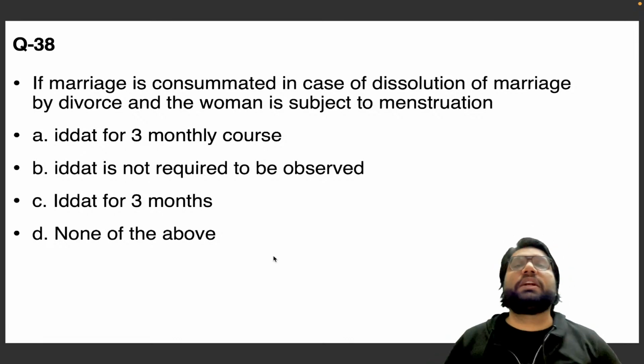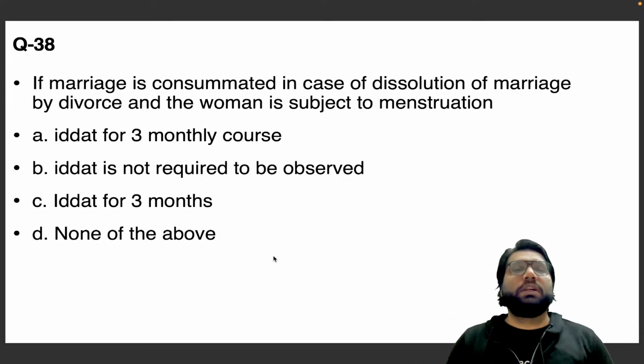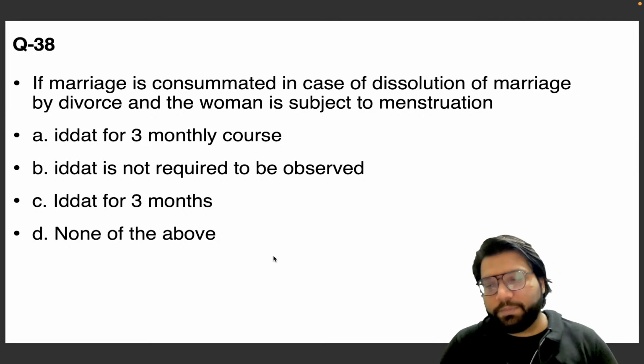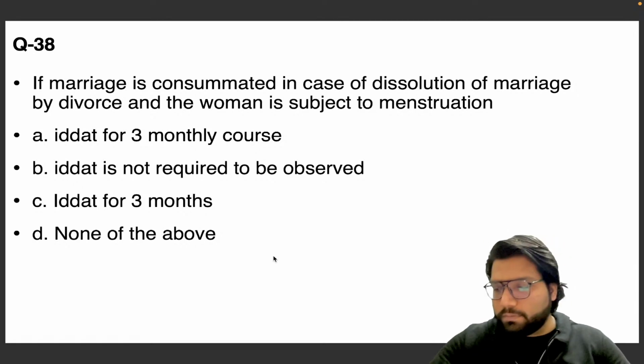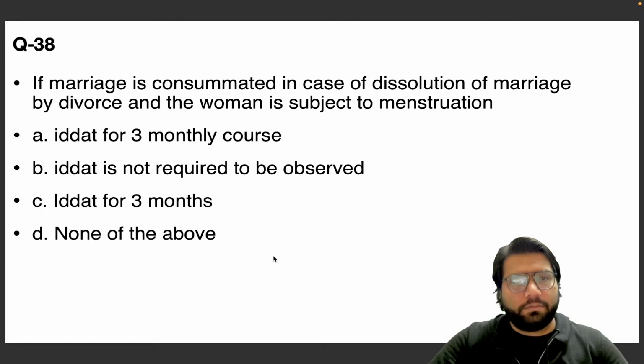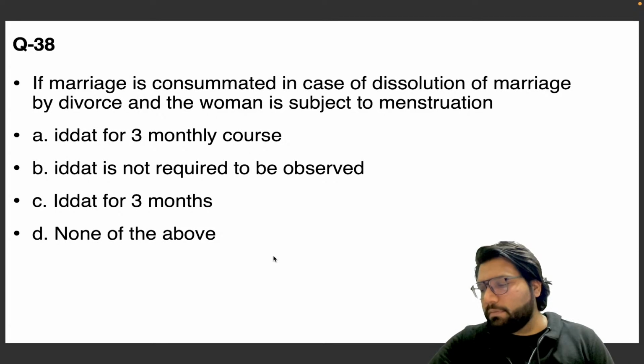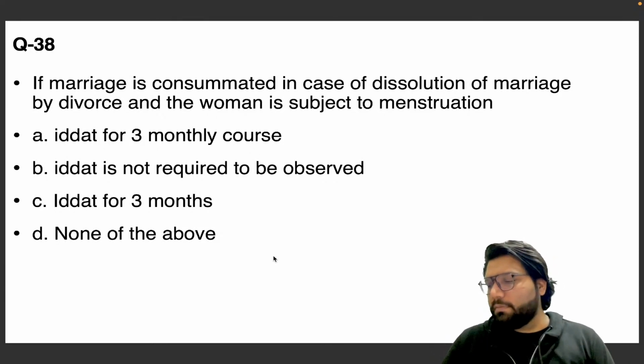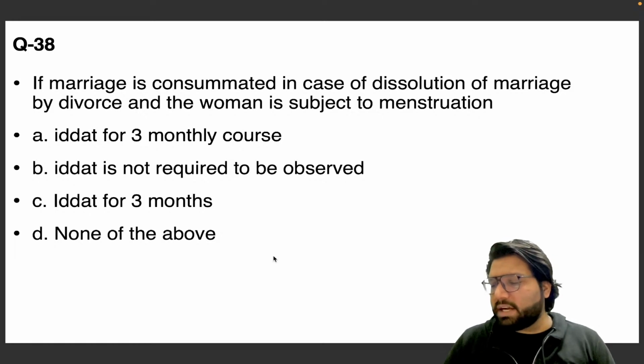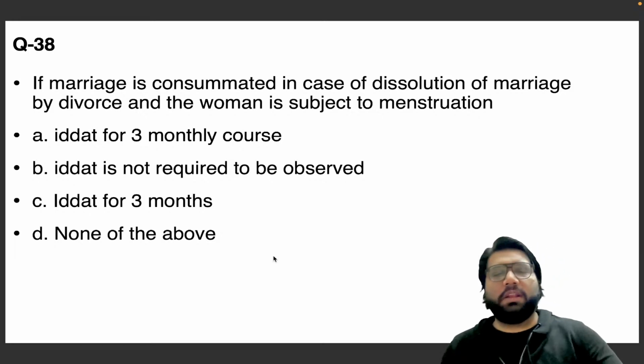If marriage is consummated in case of dissolution of marriage by divorce, and the woman is subject to menstruation, then in that case, what is going to be the iddat period? Everyone's answer is correct, starting from Kanika, and that is A, iddat for 3 monthly courses.